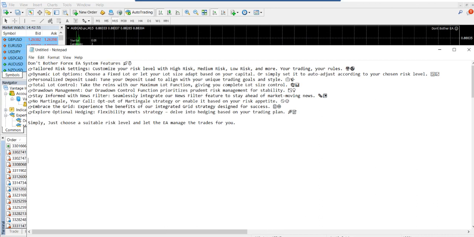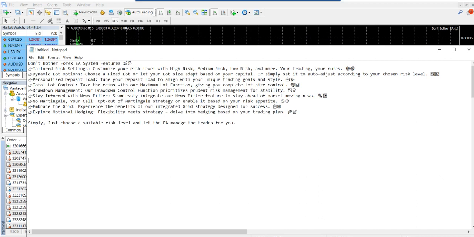First is tailored risk setting. That means you can customize your risk level with high risk, medium risk, low risk, significant risk, calculated risk, and all. There are many risk options where you just have to choose the risk level, depending on what kind of person or personality you have. You can choose your risk level, your trading, your rules.